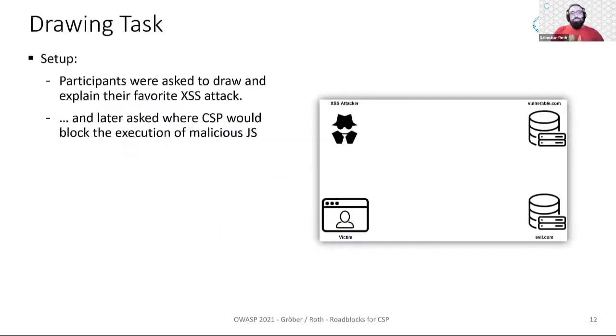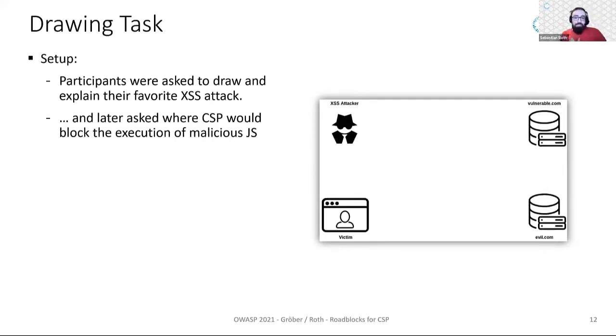But let's first focus on our drawing task. In this drawing task, the participants got a blank sheet as it is displayed on the right side. This sheet contained 4 stakeholders that might interact with one another during a cross-site scripting attack. We then asked the participants to draw and explain the process of a cross-site scripting attack of their choice, and to ask afterwards where CSP would block this attack from happening.